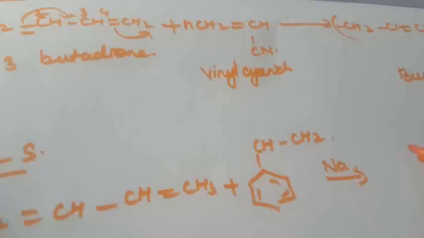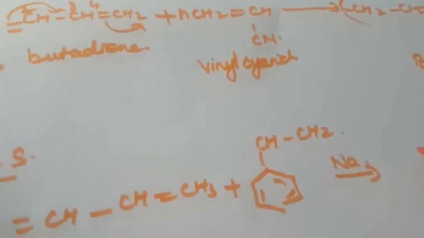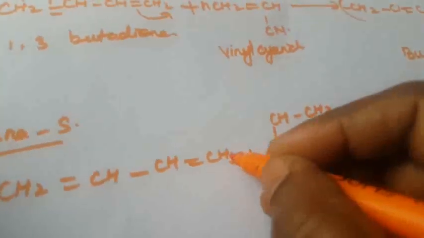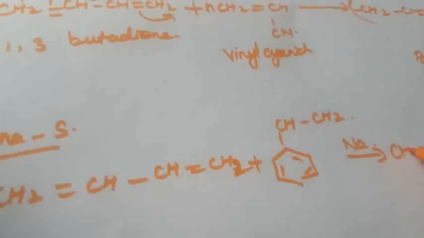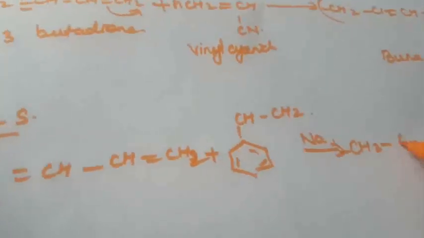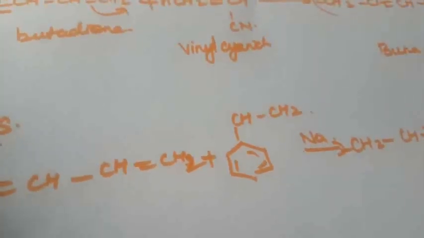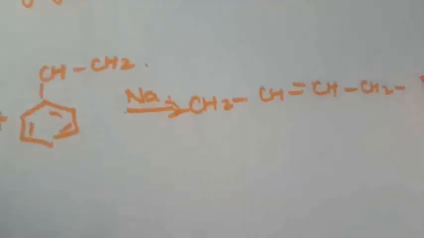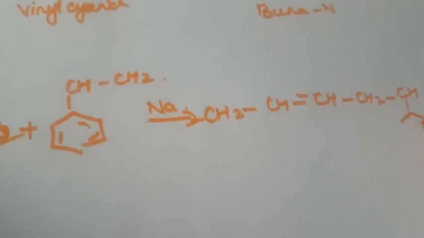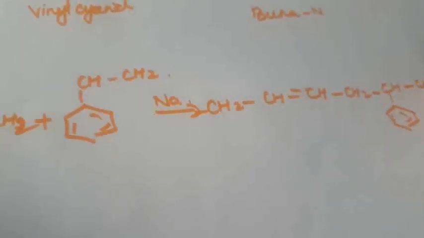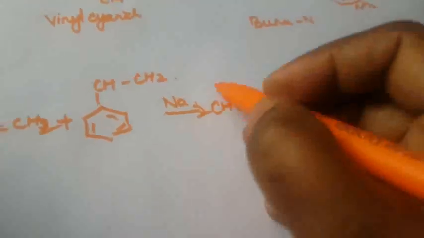That is in the presence of sodium. How will it be combined? Again, the CH3 bond will be removed. That is CH2, CH2, CH, then the double bond CH, CH2, then CH, the benzene ring, then CH2. Okay, so this is the N type.